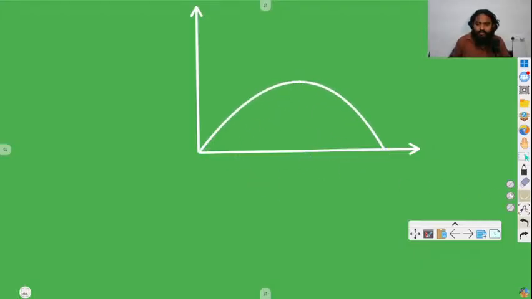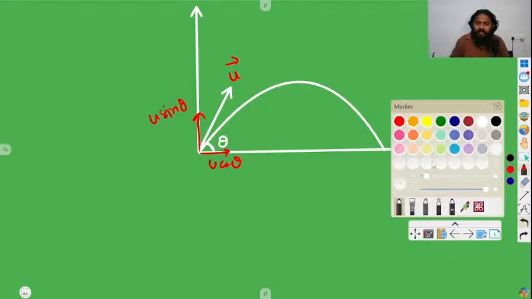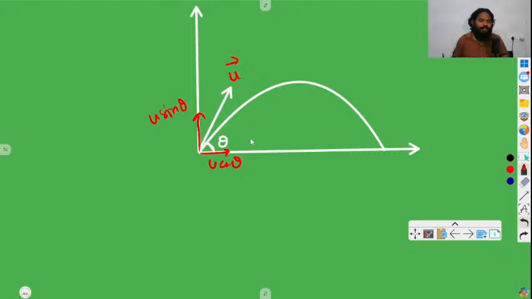So now here if you observe, I have projected an object. This is the path of the object. This is the initial velocity u, and here this initial velocity of the projectile is making an angle theta with the horizontal. Now what I can do is tell that this initial velocity vector can split into two components. One is u cos theta and another one is u sin theta, right? It can split into two components.